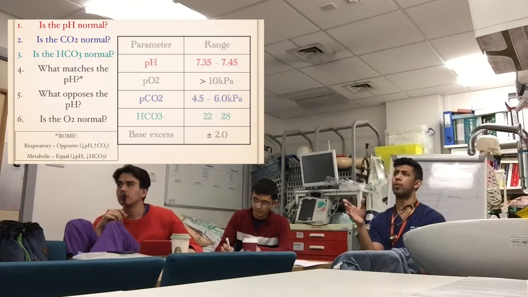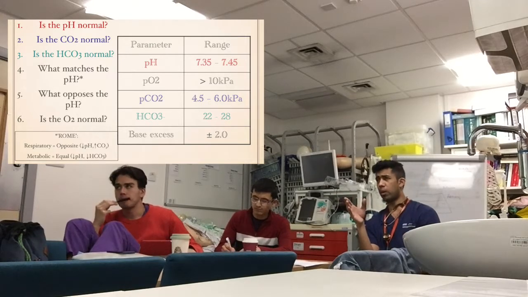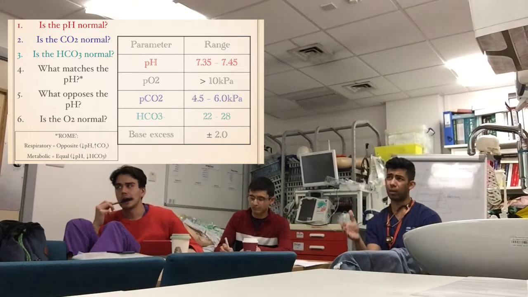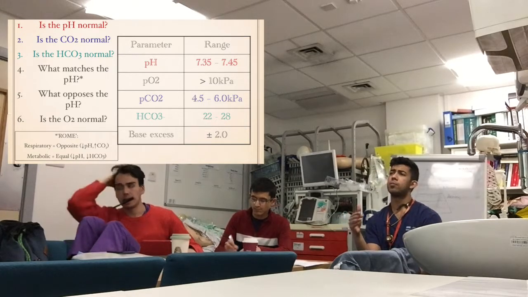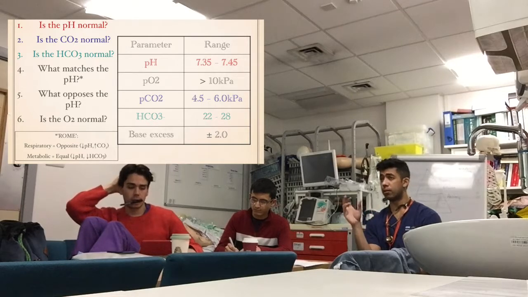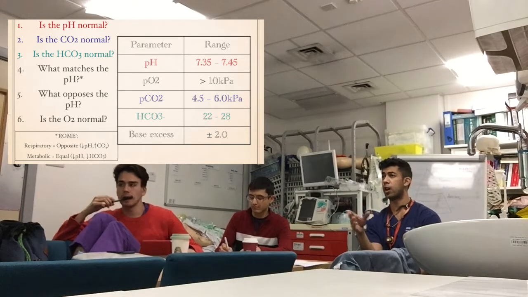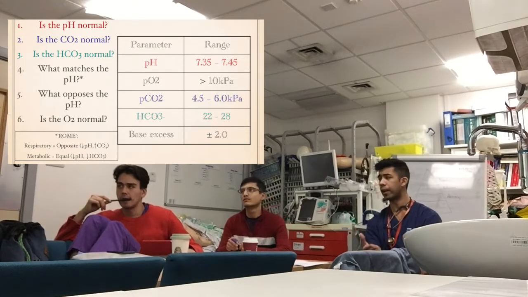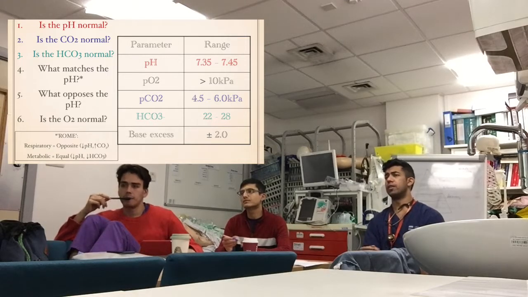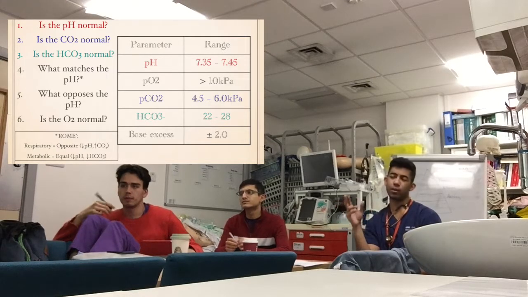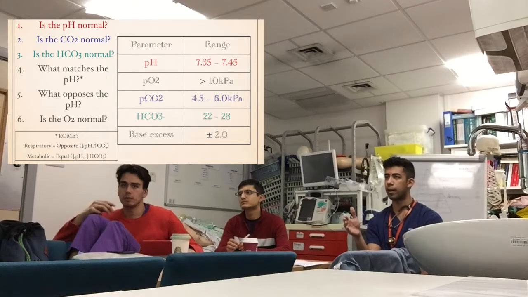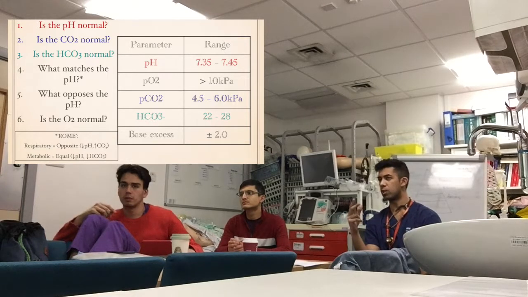And what is that approach? First of all, have a look at it and determine: is the pH normal? Are we in a state of acidosis or alkalosis? Then you move on to the respiratory component, the carbon dioxide. Is that normal? Then you look at the metabolic component, which is the bicarbonate. You look at the respiratory and the metabolic components and ask which matches the pH.